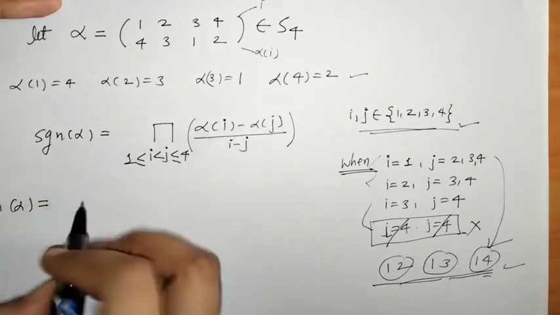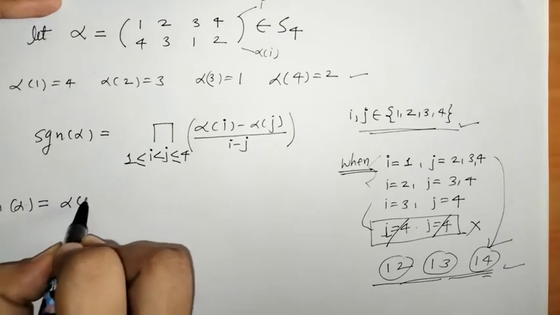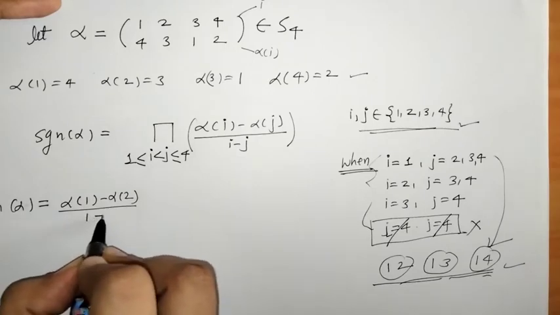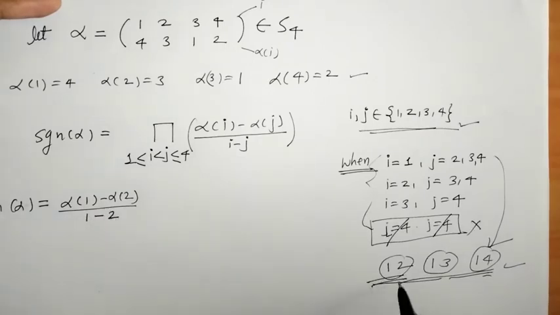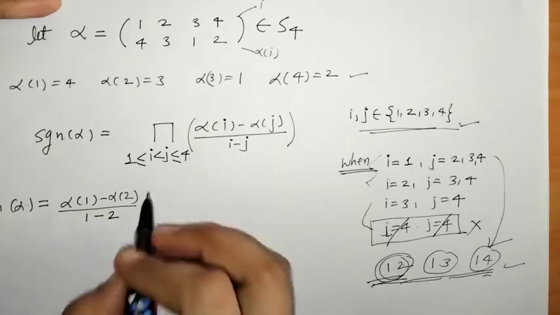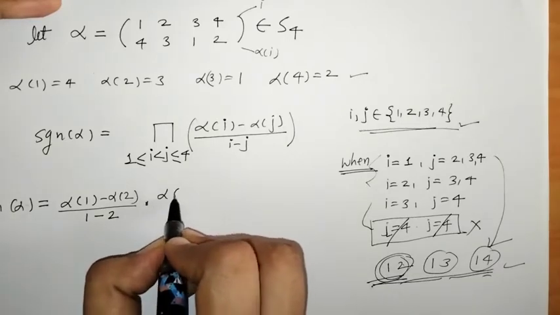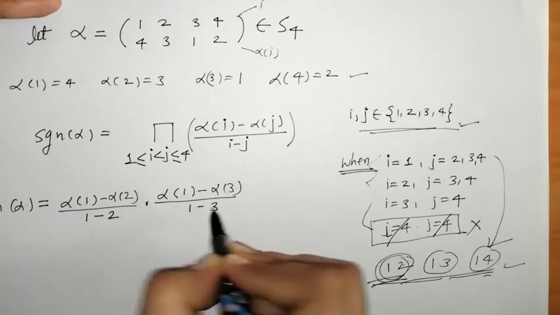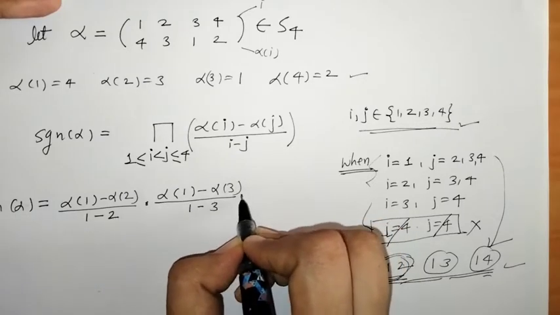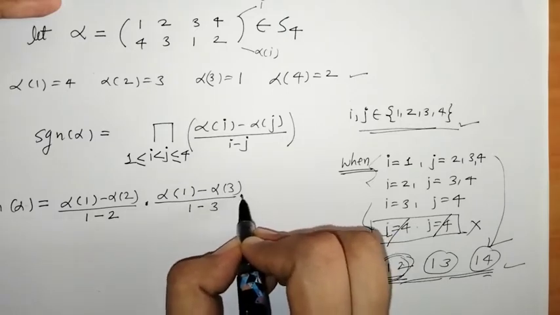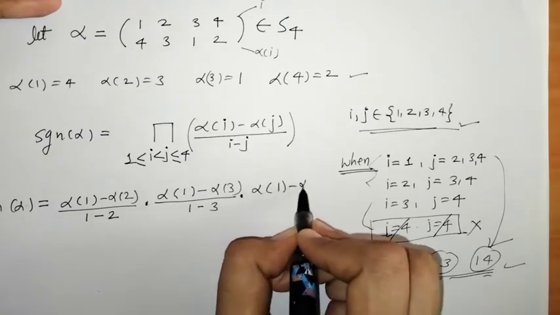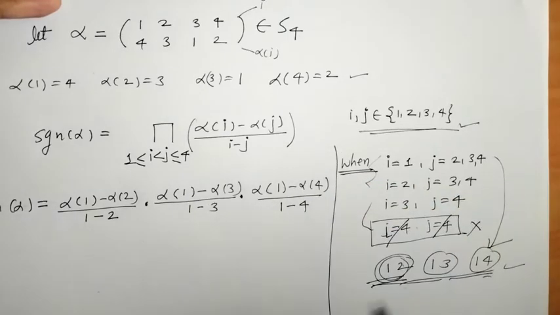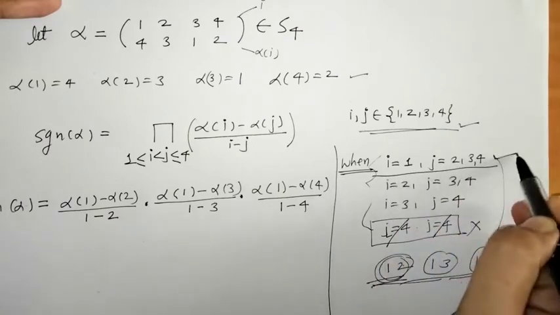First, here we have alpha of 1 minus alpha of 2, and the denominator is 1 minus 2. We have put the values of i, j here. Next, alpha of 1 minus alpha of 3, and the denominator is 1 minus 3. Next, here this is a product, so this is into alpha of 1 minus alpha of 4, and the denominator is 1 minus 4. So we have put these values of i, j.